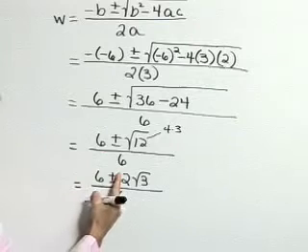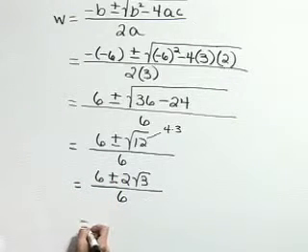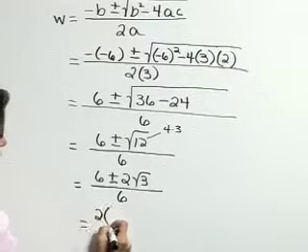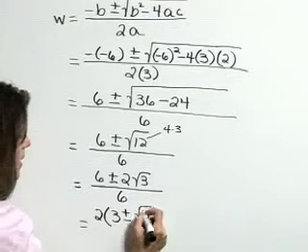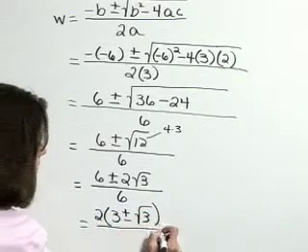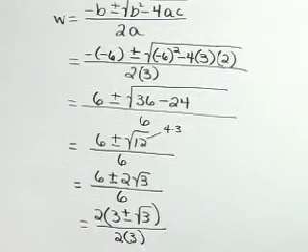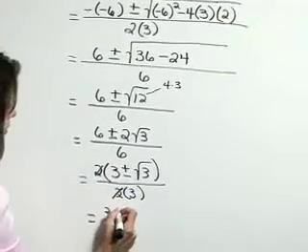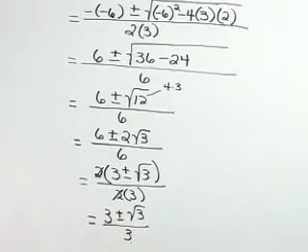Our numeric values in here are all even numbers. They have a common factor of 2, so let's do some reducing. I'm going to factor 2 out of the numerator and write it as 2 times 3 plus or minus the square root of 3. Let's write that value of 6 as 2 times 3 so that we can see those common factors of 2 and cancel them out. A reduced form is 3 plus or minus the square root of 3 all over 3.